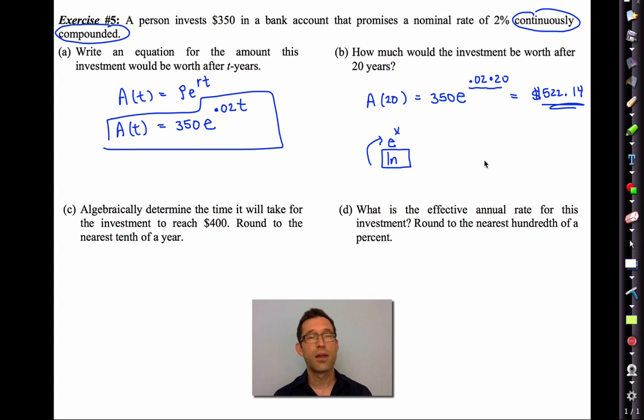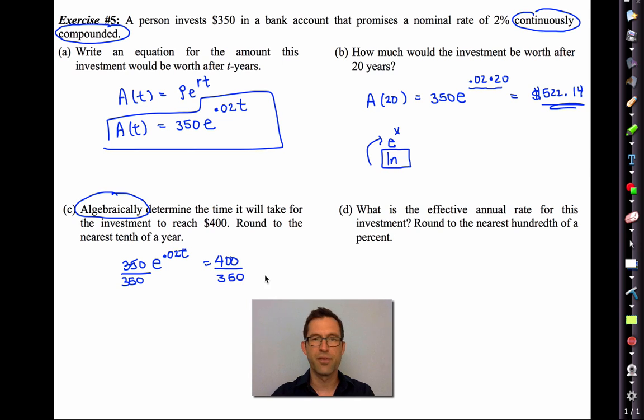All right. Letter C, algebraically determine the time it will take for the investment to reach $400, round to the nearest tenth of a year. All right. So in other words, we want to solve algebraically for this. Now we just did one of these in the last lesson. We had, I think, a law of cooling problem. And what we're going to be doing is we're going to be taking t, multiplying it by 0.02, exponentiating and multiplying by 350. So the first thing I'm going to do is get rid of this 350.